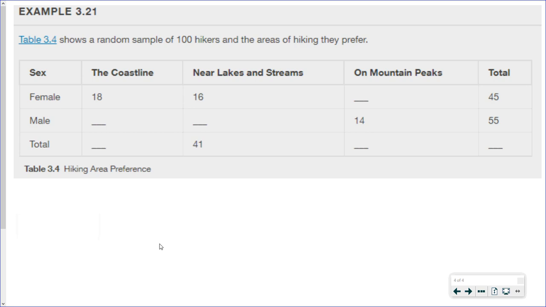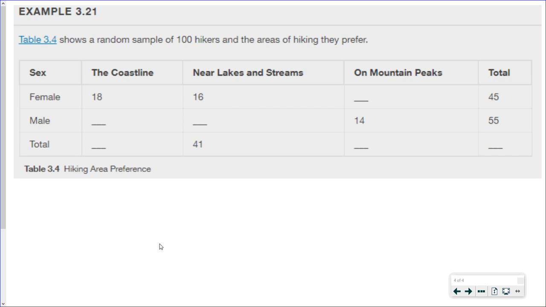For example 3.21, we're going to use the contingency table. A contingency table gives us the counts, and we have to find probabilities based off of the counts. So this table shows a random sample of 100 hikers and the areas of hiking they prefer. Now we have to check and make sure that all our columns line up.